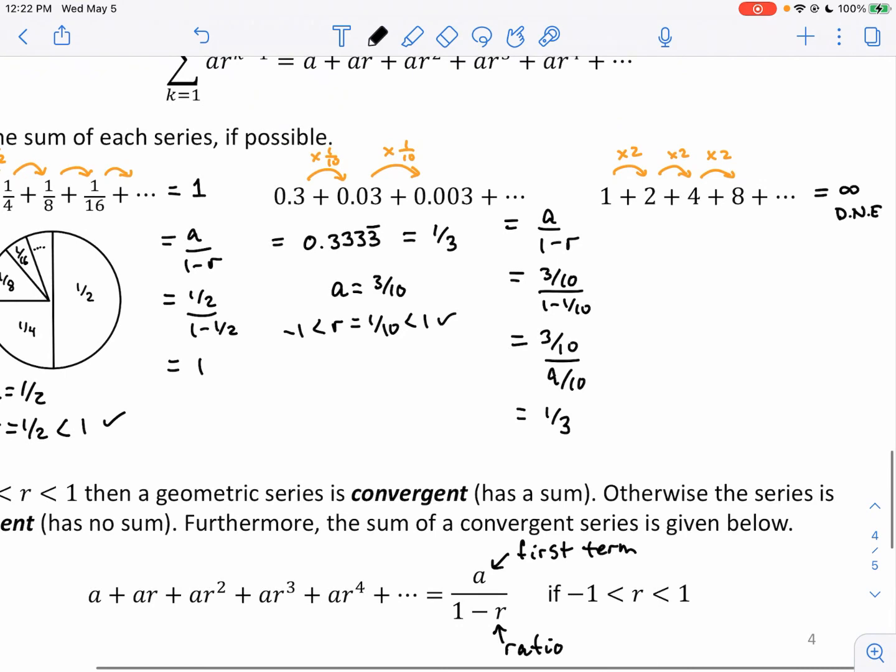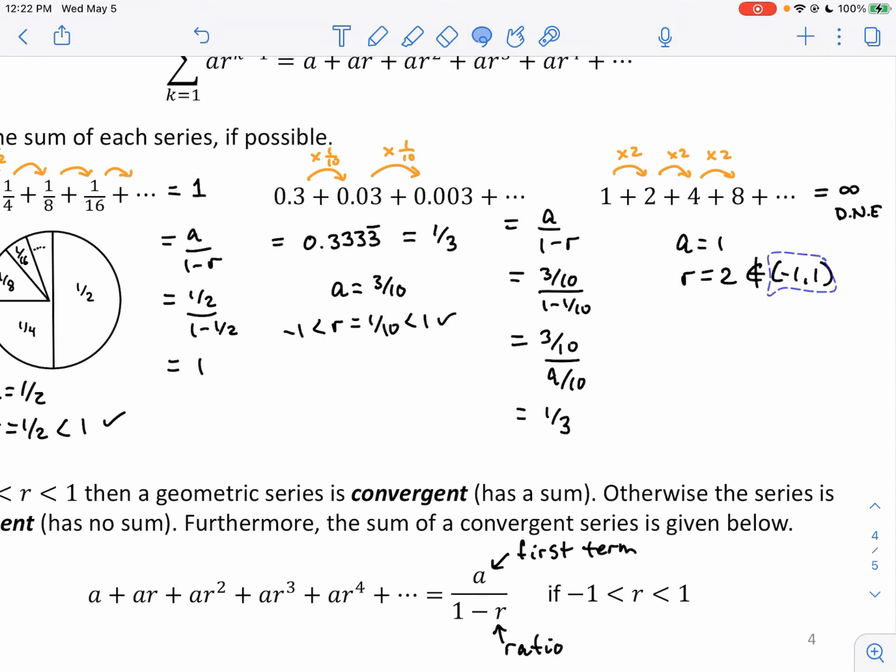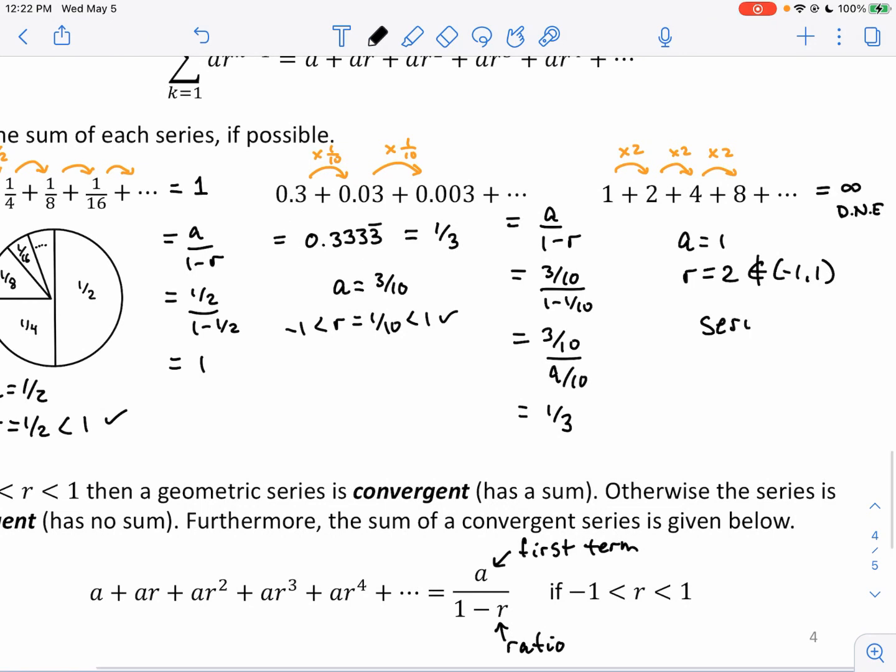And over here, of course, you would say the a is 1, but the ratio is 2, and 2 is not in the interval from -1 to 1, so you can say it this way: 2 is not an element of this interval. We need the ratio to be between -1 and 1, and 2 is not, so we say that this series diverges.